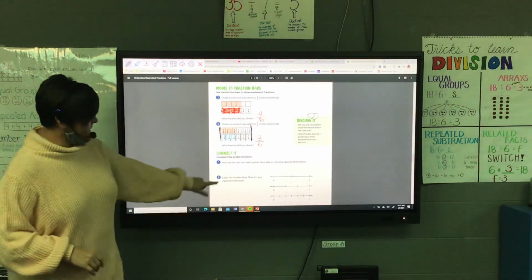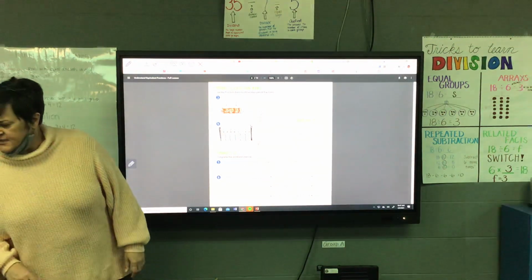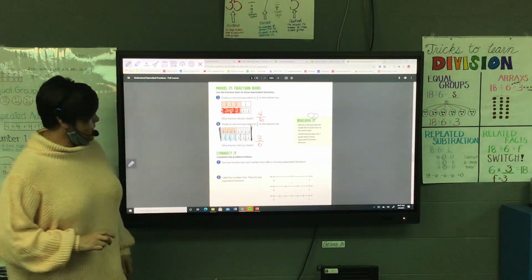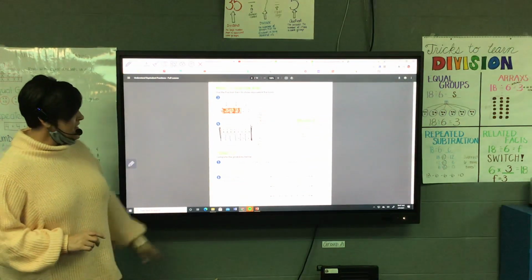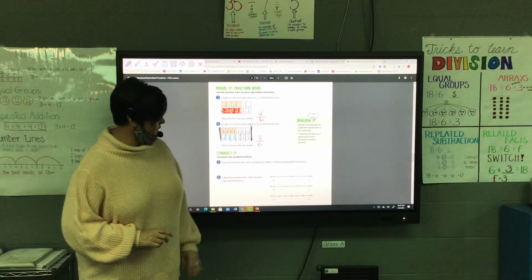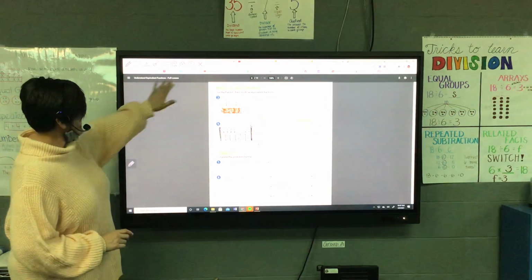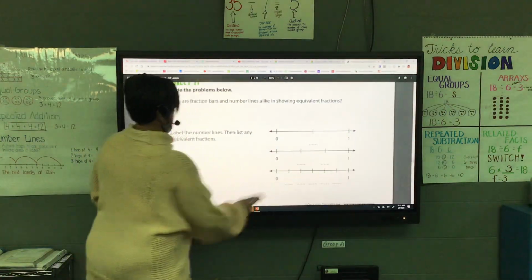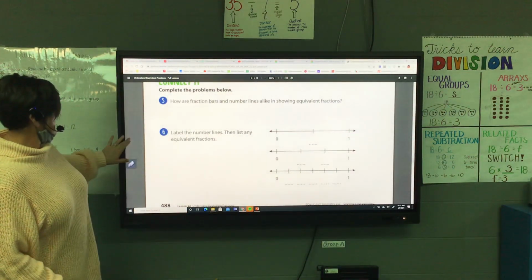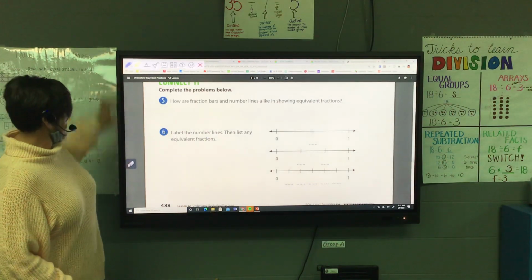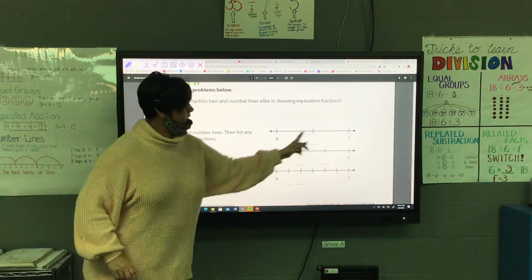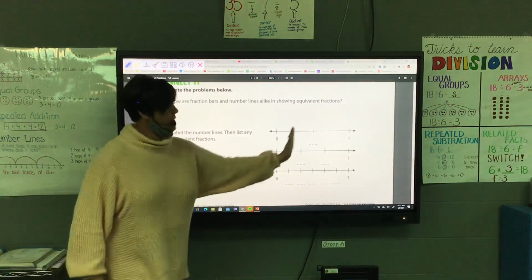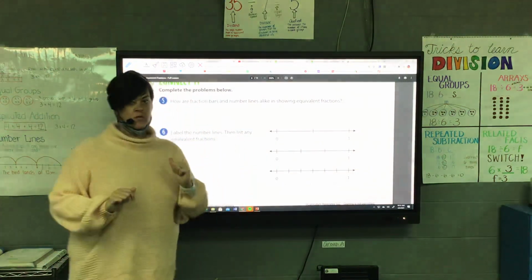All right, so let's jump down to 6. Is 6 the last one on your paper? Yes. Okay. Label the number lines, then list any equivalent fractions. So let me get rid of this. I'm going to make this bigger. All right. Look at this number line here. All of them are 0 and 1, so 1 whole.